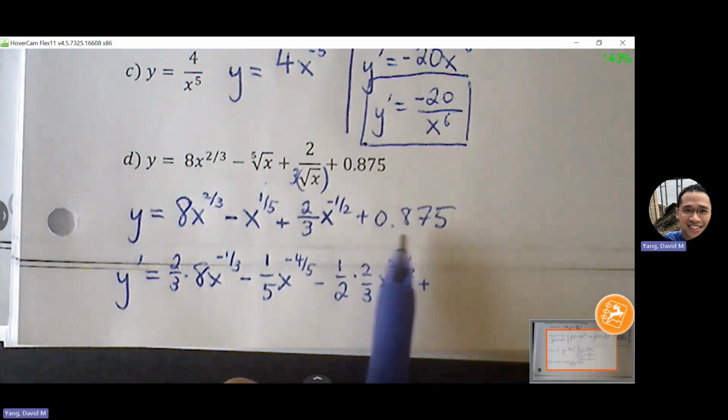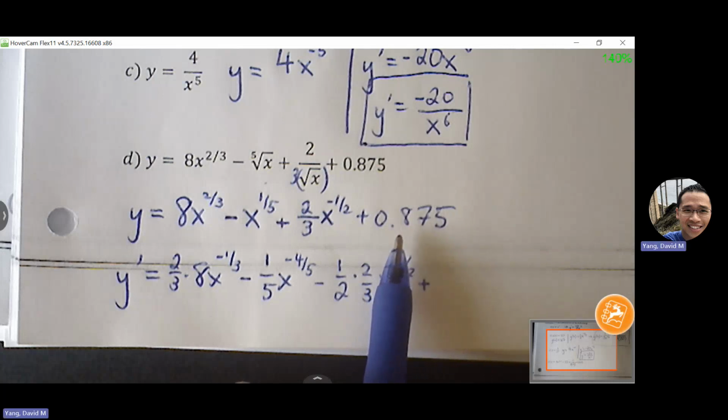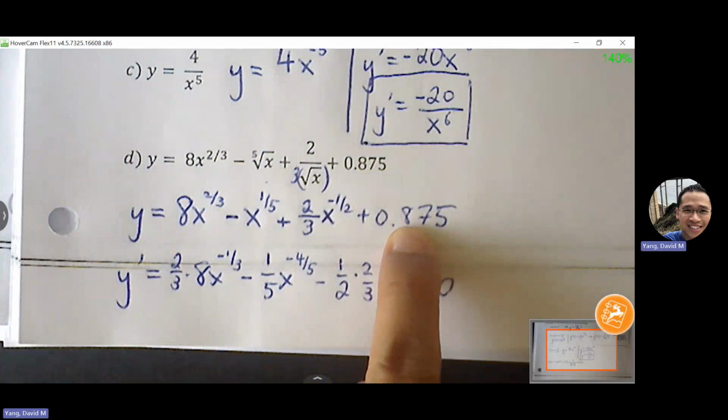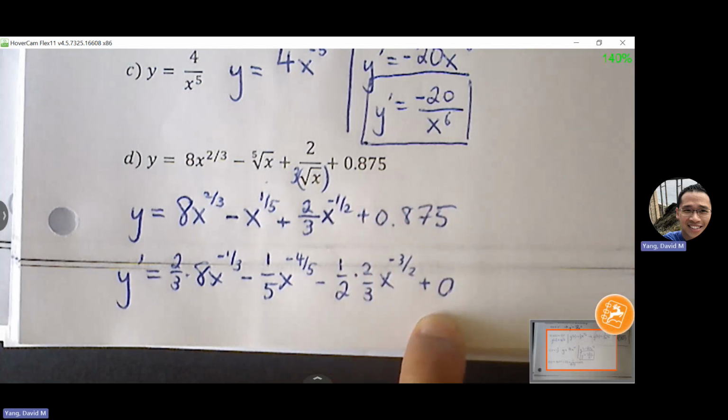And then 0.875, this is a constant. What happens to a constant? Goes to a what? 0. Imagine this is just some horizontal line that is hovering right below 1. And that horizontal line is always going to have a slope of 0. So that's why the derivative is always 0.